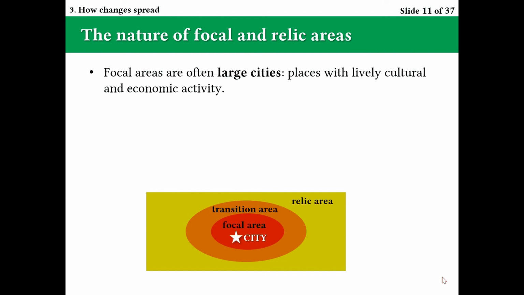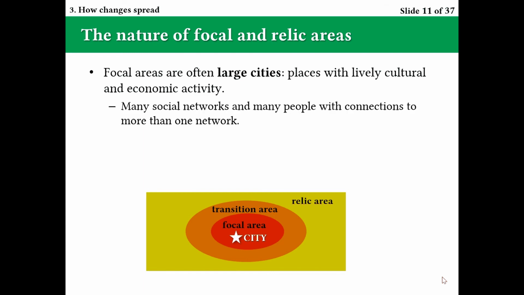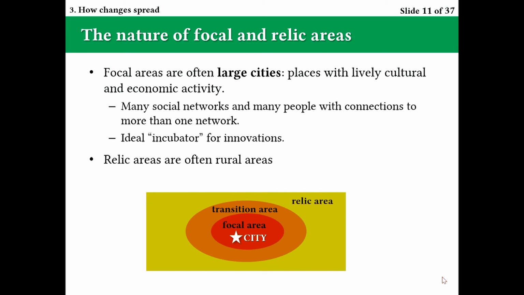So if you think about what these actual areas are, not just colored circles on a map, typically focal areas tend to be large cities, places that have pretty lively cultural activity, lively economic activity. In a place like this, you're going to have lots of different social networks and lots of people who are connected to more than one network, which, as I mentioned earlier, is the ideal situation for getting changes to start and to spread. So cities are an ideal incubator for innovations.